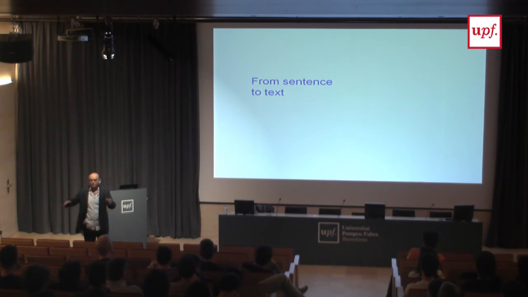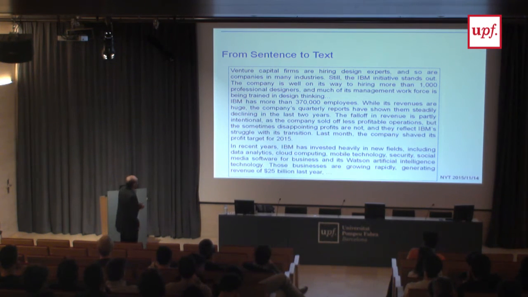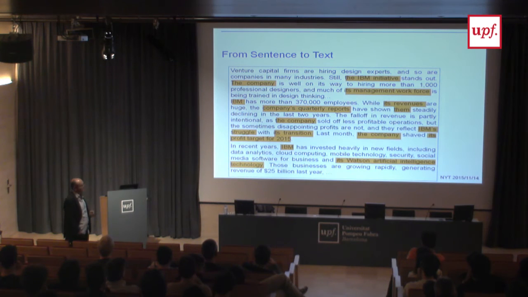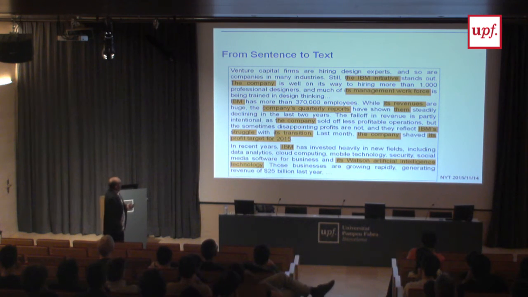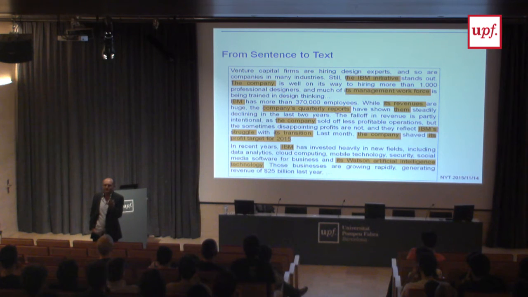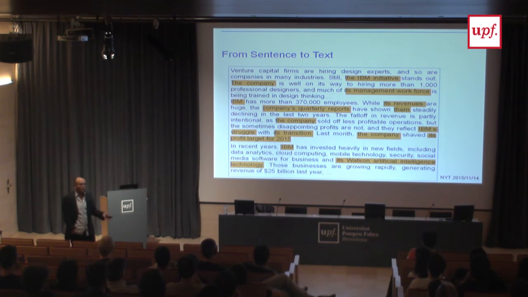Okay, now let's move from the sentence to text. You remember that we had the sentence layer, then the text layer, and then we'll skip this text collection layer. I got this text, or part of it, from the New York Times a couple of days ago. If we read this text and understand it, just looking at terms and the relations between terms, we can grasp what the idea is about. For example, the IBM initiative: the company, so IBM is a company and the company refers to IBM. Its management workforce is part of the company, and the company's quarterly reports also have something to do with IBM, etc.